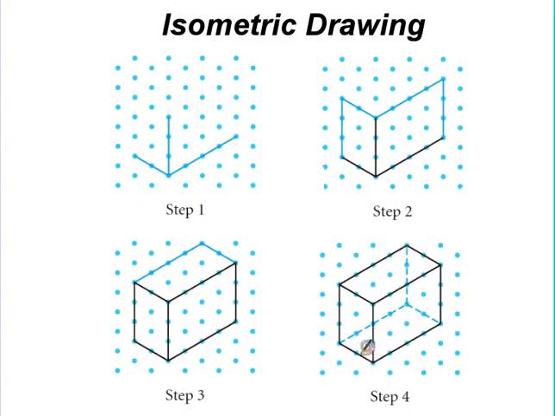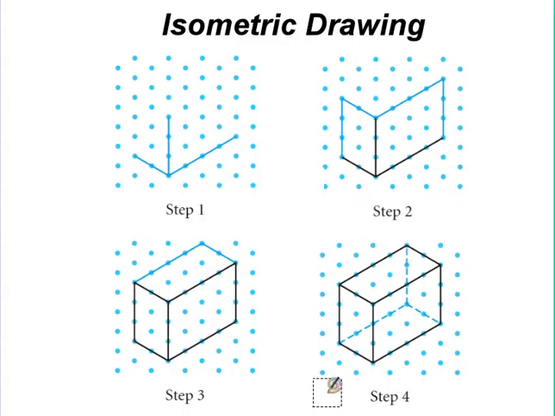So notice what you now need to do. You now need to add some dashed lines. And what those dashed lines do is indicate the hidden edges of the figure. Whenever you see dashed lines, those are hidden. You can't see them from the front. So that is how you use isometric dot paper to create a 3-dimensional figure.